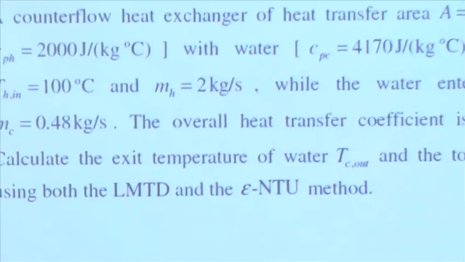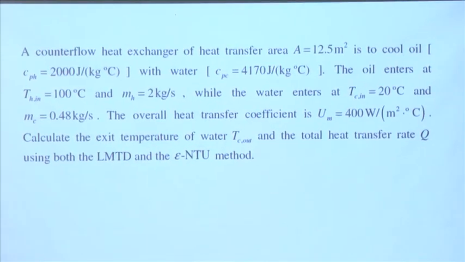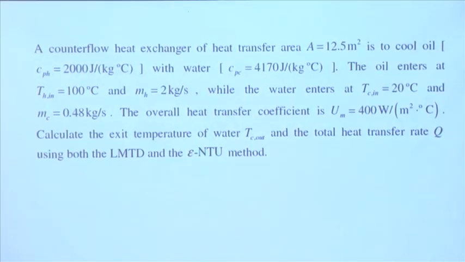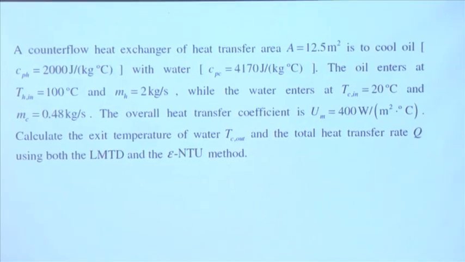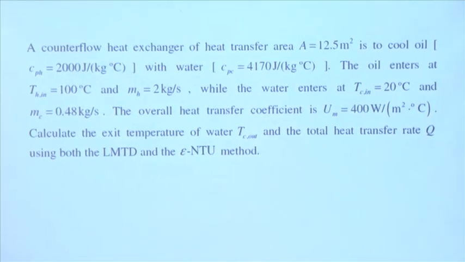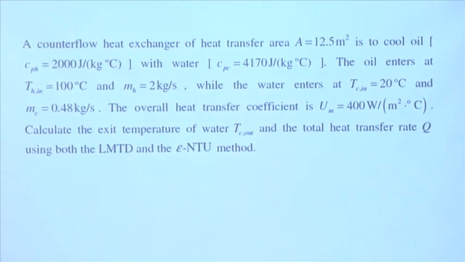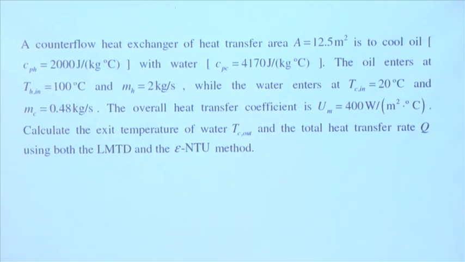Now the first example is a counter flow heat exchanger of heat transfer area 12.5 meter square. Immediately it should strike that it is not a sizing problem. That means size is given, that means a rating problem. It is to cool oil whose specific heat is 2 kilojoule per kg degree Celsius, 2000 joule. It's taken from a book, they have not written in terms of kilojoule. With water whose specific heat is 4.17 kilojoule per kg degree Celsius. Now oil is the hot fluid and water is the cold fluid.